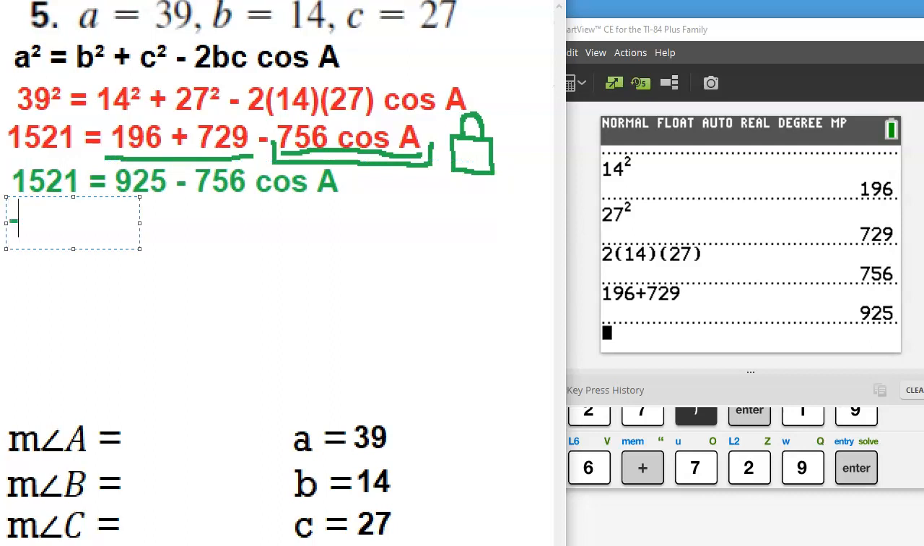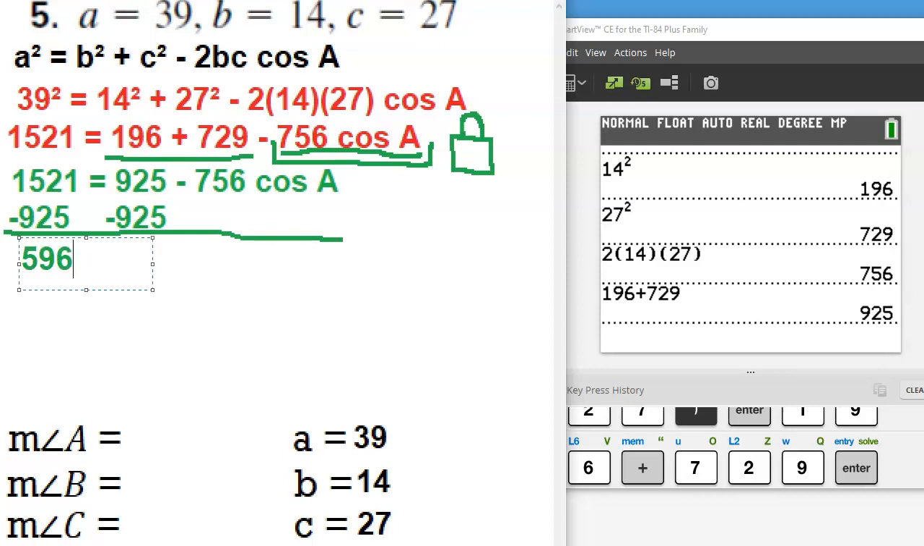At this point, you subtract the 925 from both sides. And if it seems like this problem is a bigger pain in the butt than yesterday's was, you are exactly right. That's why I saved it for a new day. 596 equals negative 756 cosine of A. Now we divide both sides, and then from there, we use the inverse cosine.